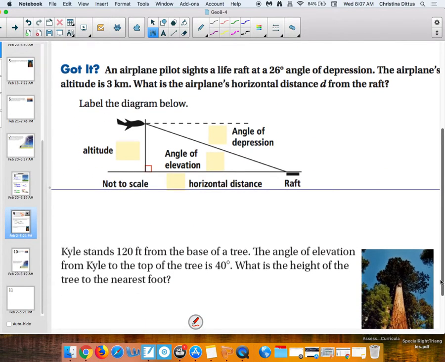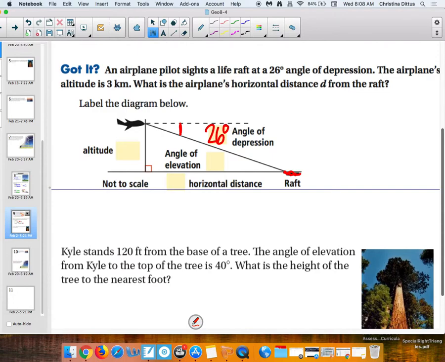Okay, so I got an airplane here. It says an airplane pilot sights a life raft. Here's a little raft down here. At a 26-degree angle of depression. So if I'm this airplane looking down at this raft, this little angle here, because depression is below a horizontal line, that is my 26-degree angle of depression.